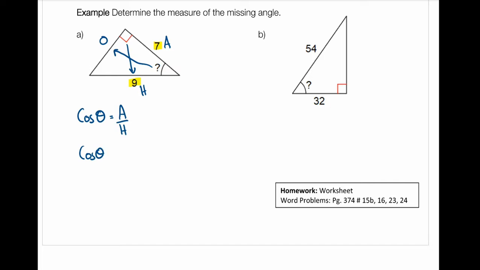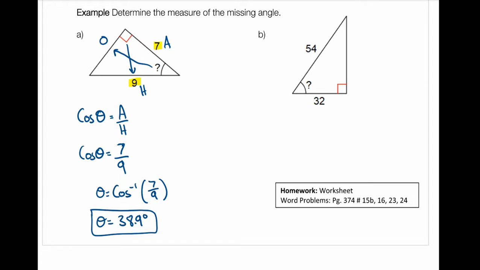I'm going to fill in my information, which, same as the other ratios, I'm always given my 2 sides. And then the last thing I have to do is the inverse of my function, or cosine -1 in this case, of 7 divided by 9. And I get, as my angle, 38.9 degrees.